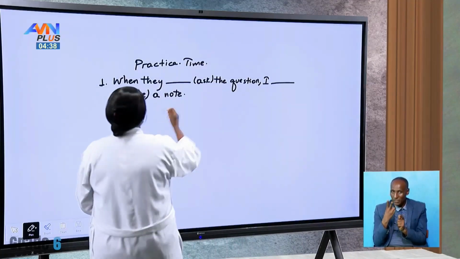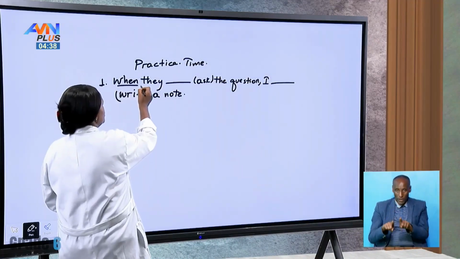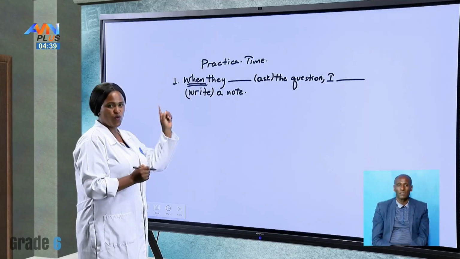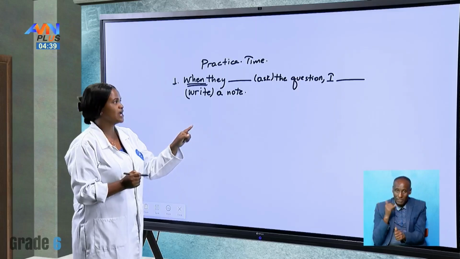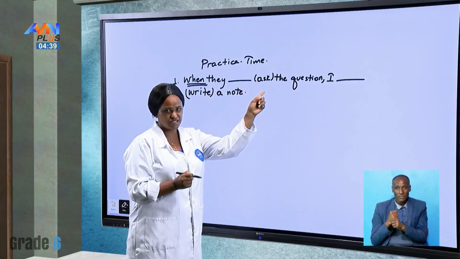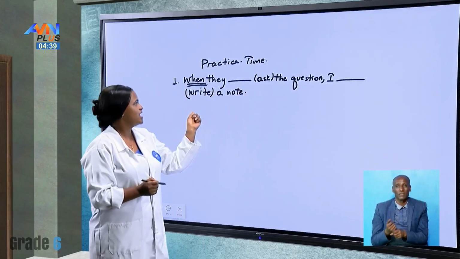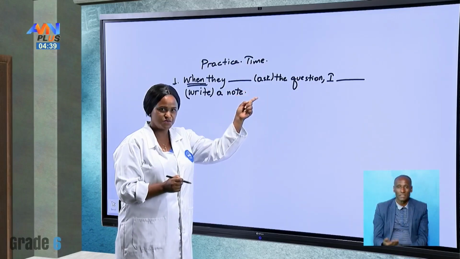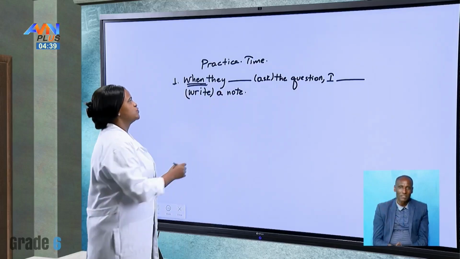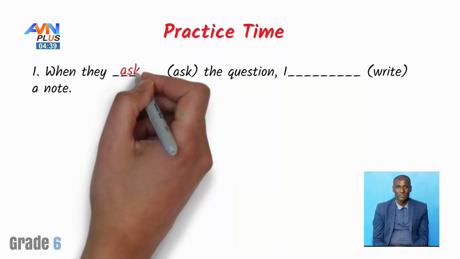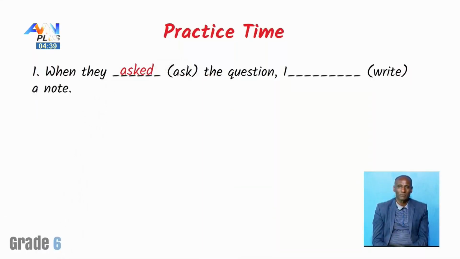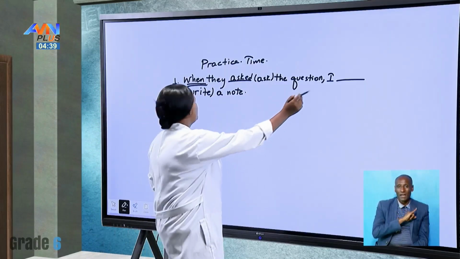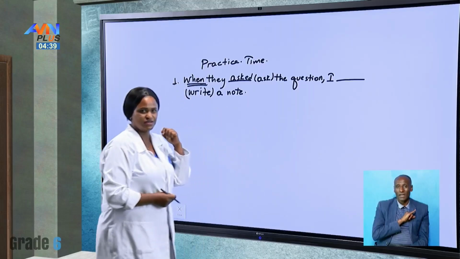When they (blank). Now, what do we have here? On the first one, we have what? When. And we said that when is followed by a short action. So that means this one is the shortest. So how do we say? When they were asking or asked? Simple past. Very good. When they asked. Okay? When they asked the question, yes? Then I (blank) write a note.